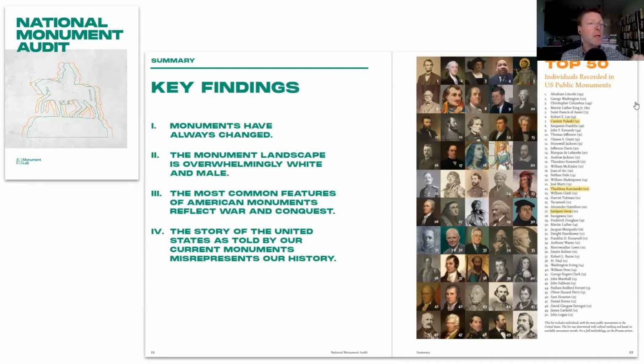Note that in the top 50 people represented in United States public monuments, 2 of the top 22 figures are Poles, and there are many prominent Catholic historical figures, St. Francis of Assisi, Junipero Serra, and so on. We're going to focus specifically on the Poles.